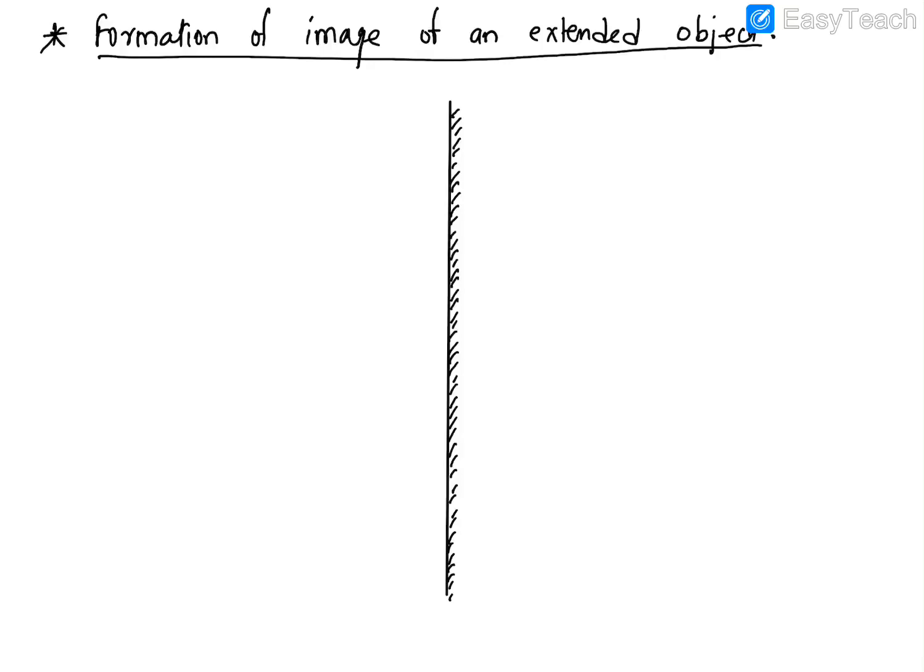Now guys, out here we'll draw the object. As I said, this is an extended object, right? So I'll draw the object here. So I'll draw an extended object. So this is an extended object basically. Now we'll mark the arrow for an extended object. Let's say this object is A, B. I'll name it as A and B.